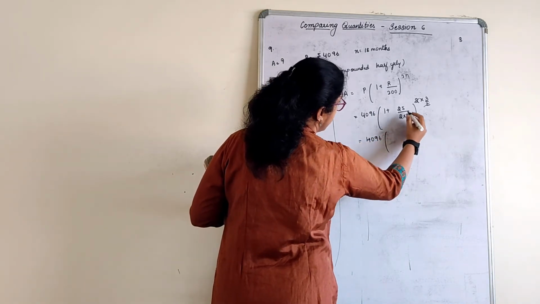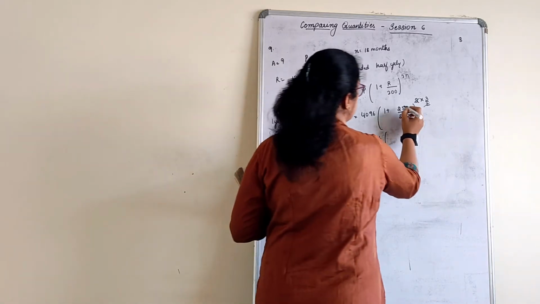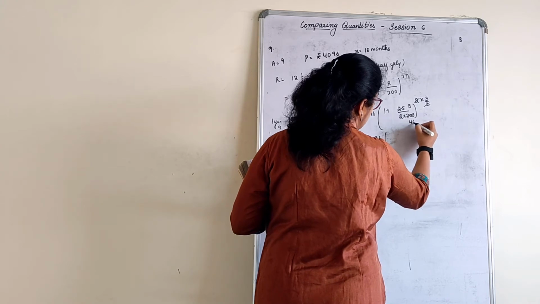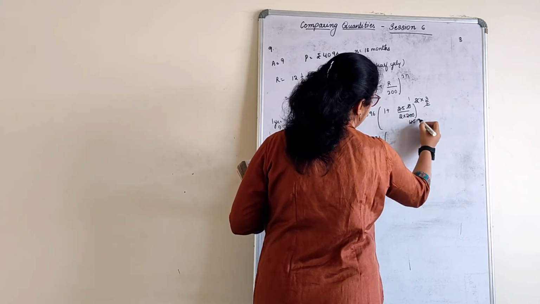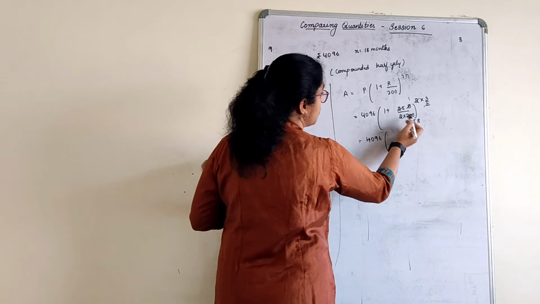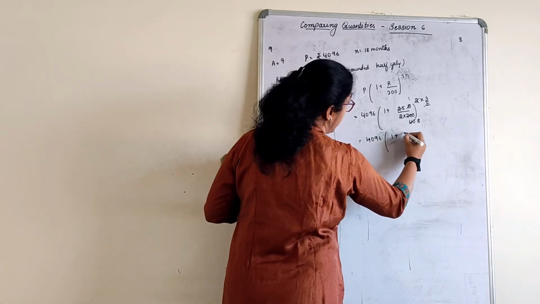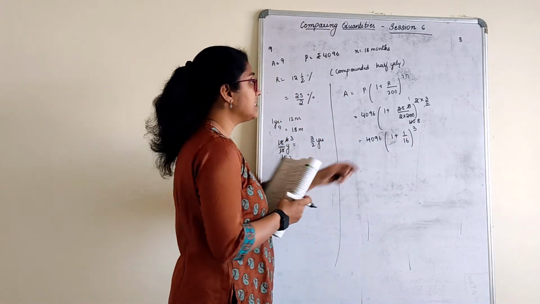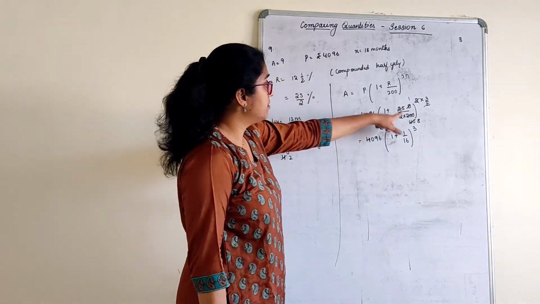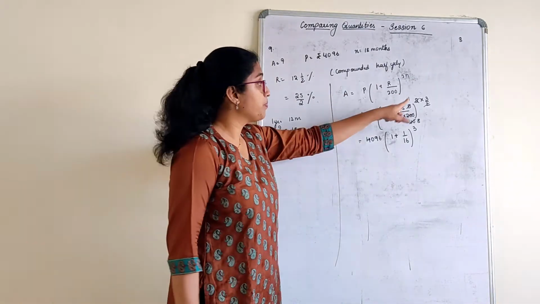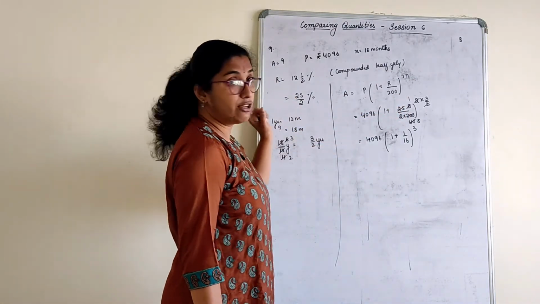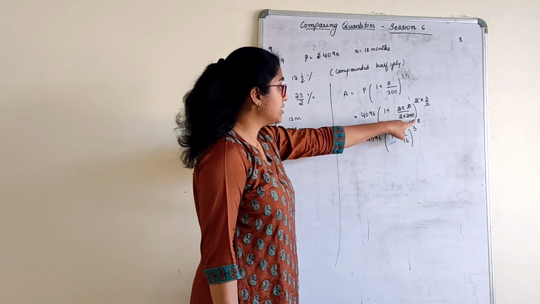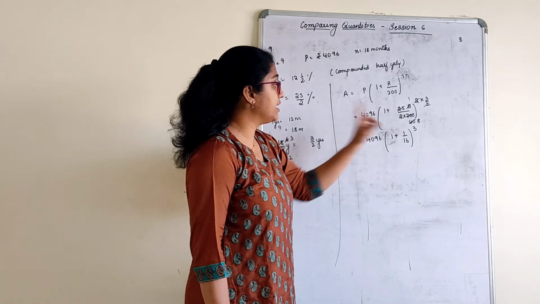What will remain? 4096 into, we can have a cancellation. 5 5s are 25, 5 4s are 20, 0, 5 1s are 5, 8 2s are 16. So 1 plus 1 by 16 raised to 3. See, this 200 is of the formula, 25 by 2 is the rate of interest. So 25 cancellation, 5 5s are 25, 5 4s are 20, 5 1s are 5, 8 2s are 16.